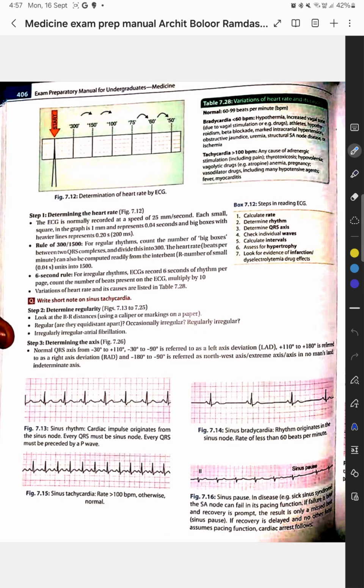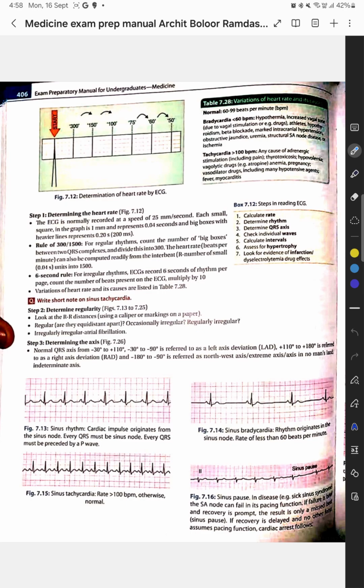Step 2. Determine regularity. Look at the R-R distance. Regular, occasionally irregular, regularly irregular, irregularly irregular as in atrial fibrillation. Step 3. Determine the axis. Normal QRS axis is from minus 30 degrees to plus 110. Minus 30 to minus 90 is referred to as left axis deviation. Plus 110 degrees to plus 180 degrees is referred to as right axis deviation, and minus 180 degrees to minus 90 degrees is referred to as north-west axis, extreme axis, or no man's land, indeterminate axis.